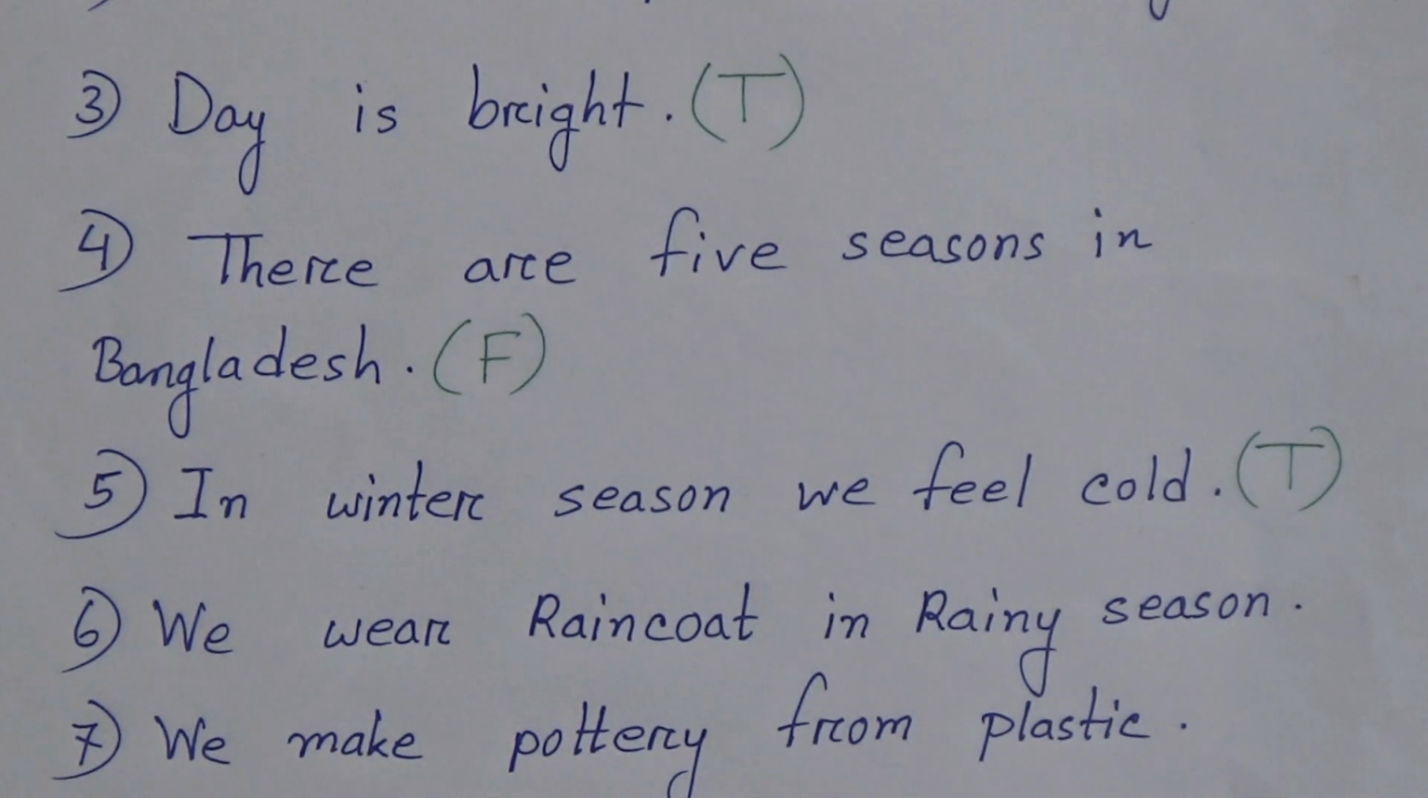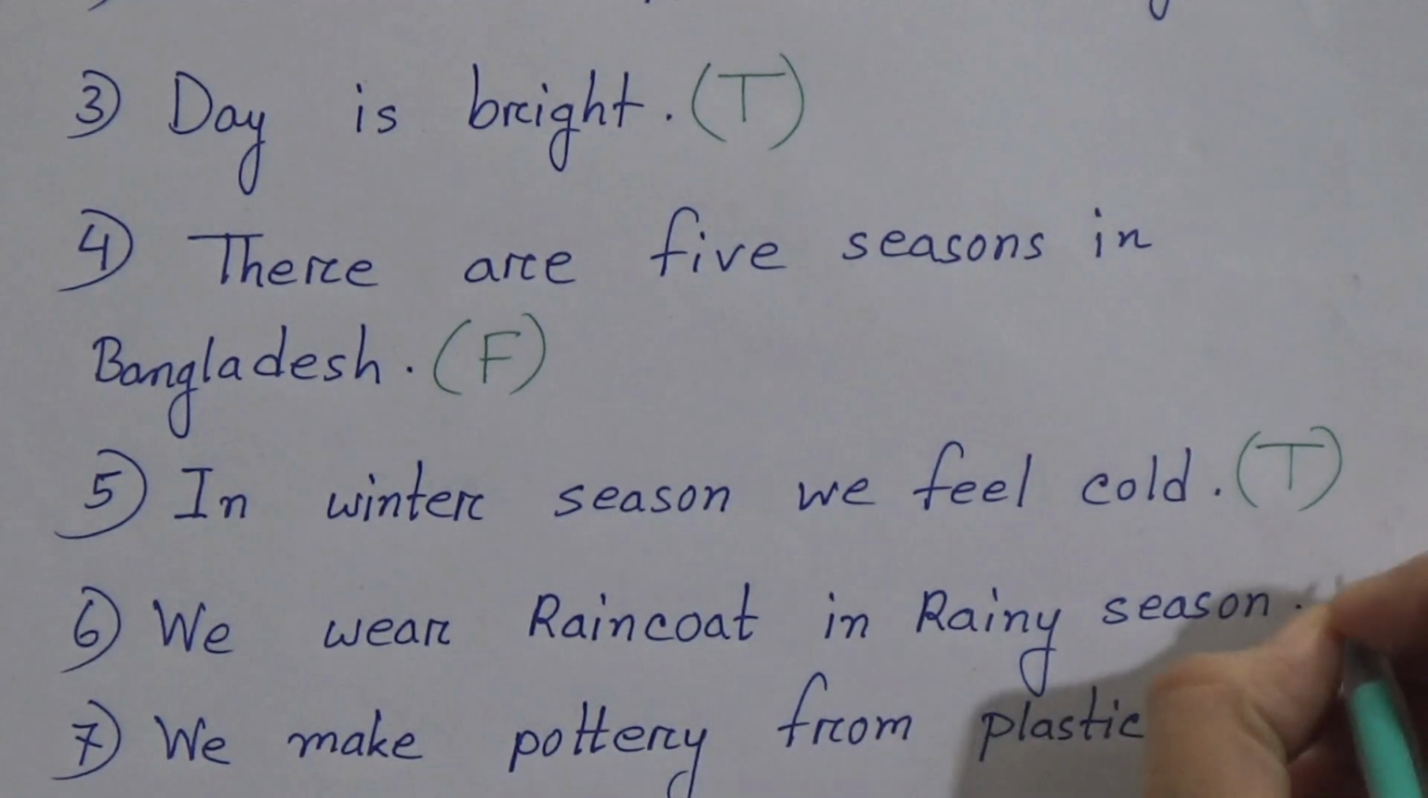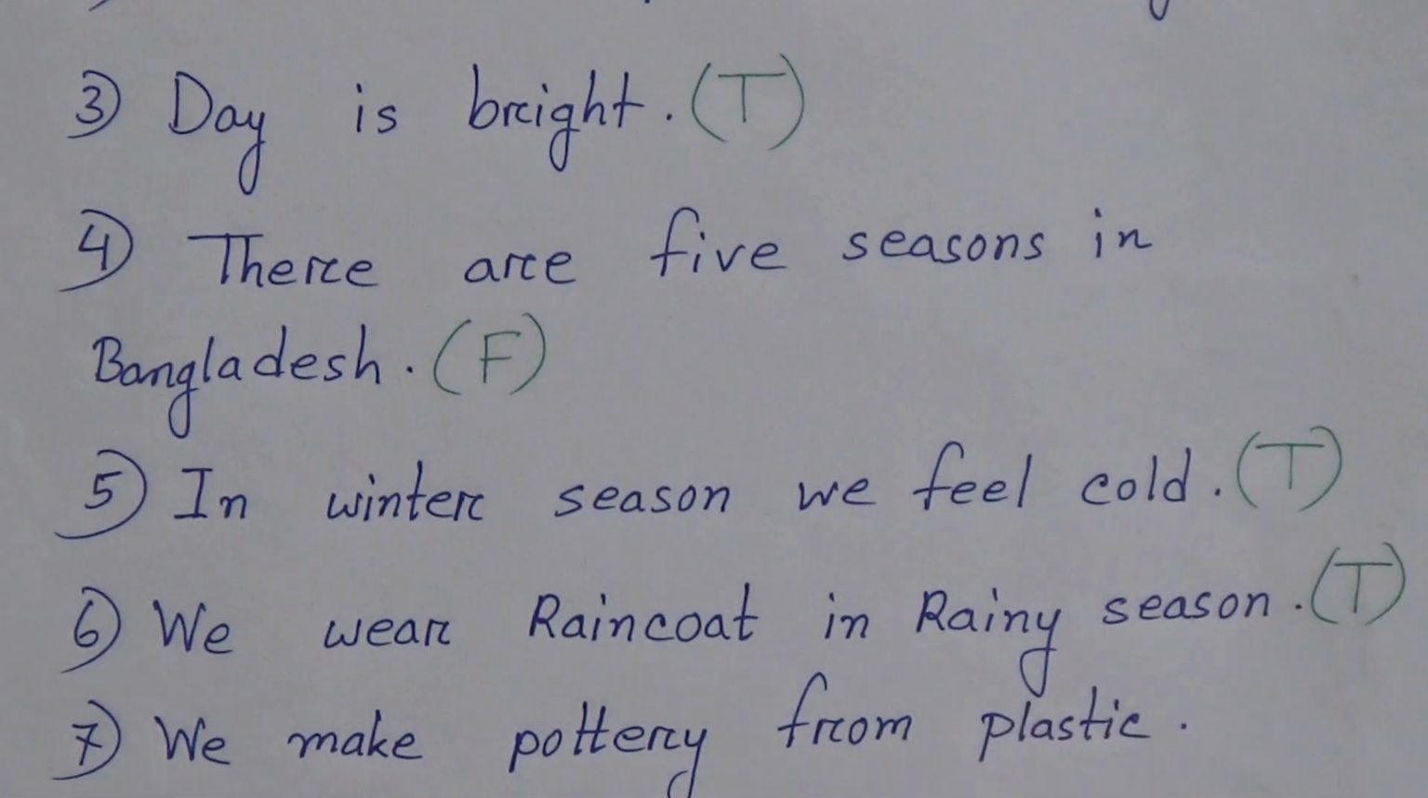6 number, we wear raincoat in rainy season. Yes, we wear raincoat in rainy season. This is also true. Then we will write here true. 7 number, we make pottery from plastic. Yeah, this statement is not true. We make pottery from clay. Then we will write here false.